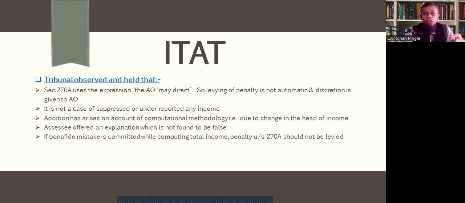It is not a case of suppressed or underreported income. The addition has arisen on account of computational methodology, that is, due to change in the head of income. The assessee offered an explanation which is not found to be false. If a bona fide mistake is committed while computing total income, penalty under Section 270A should not be levied.